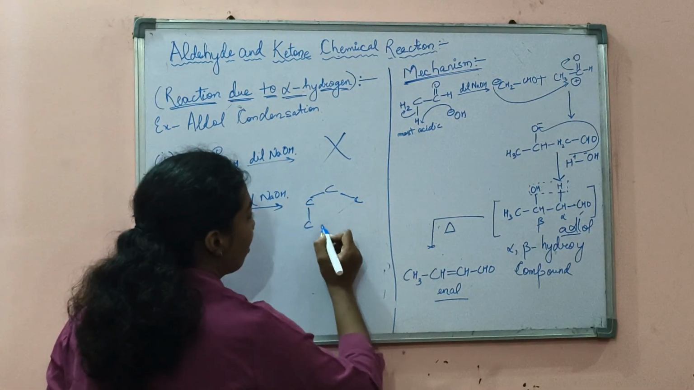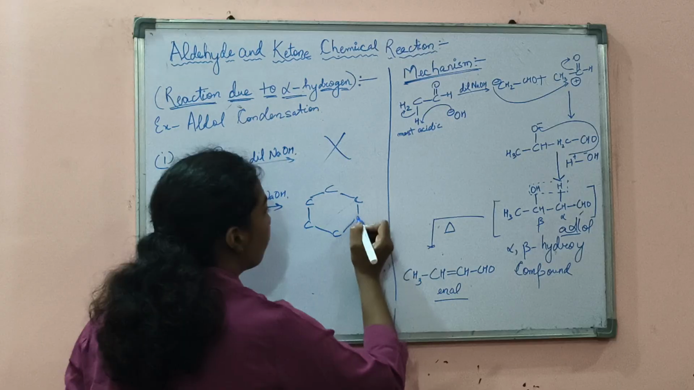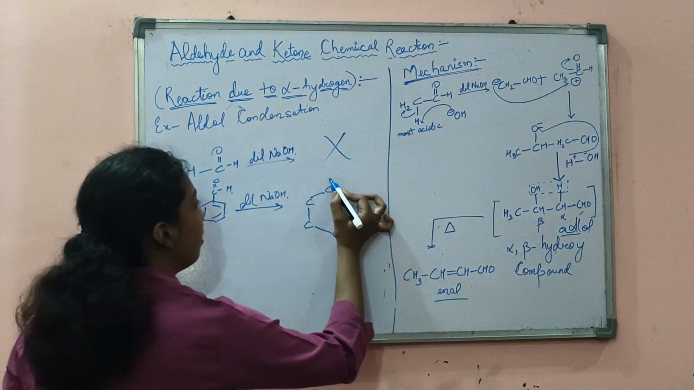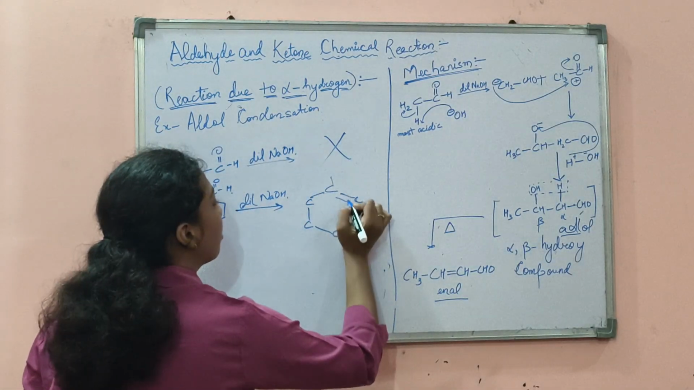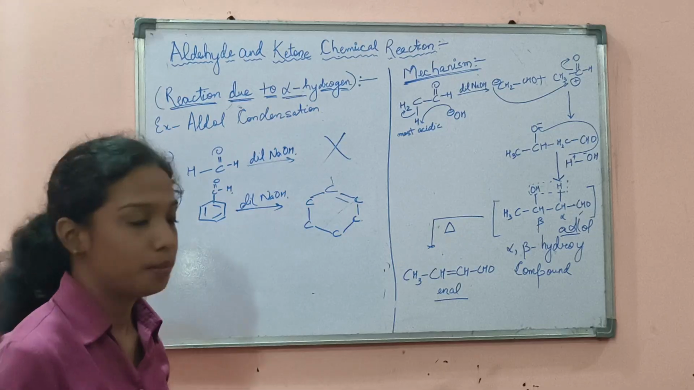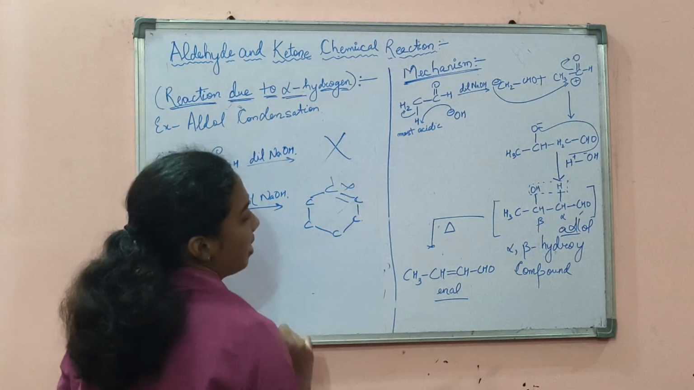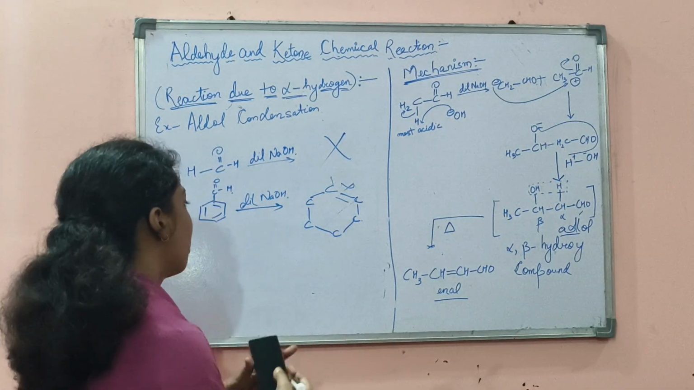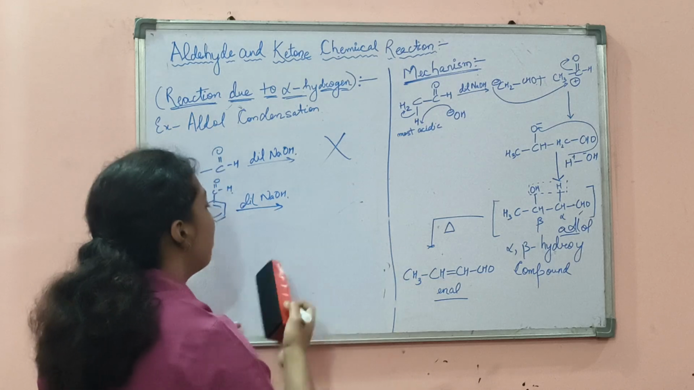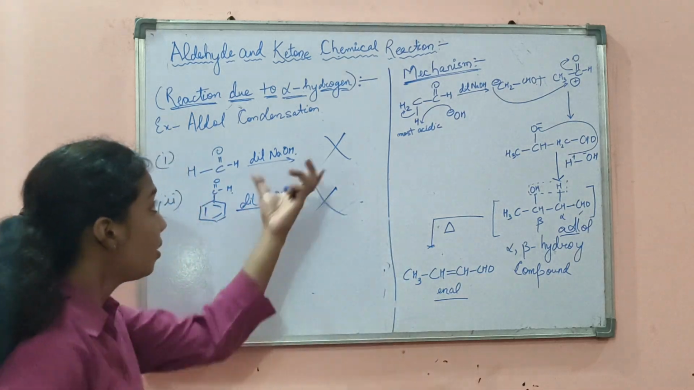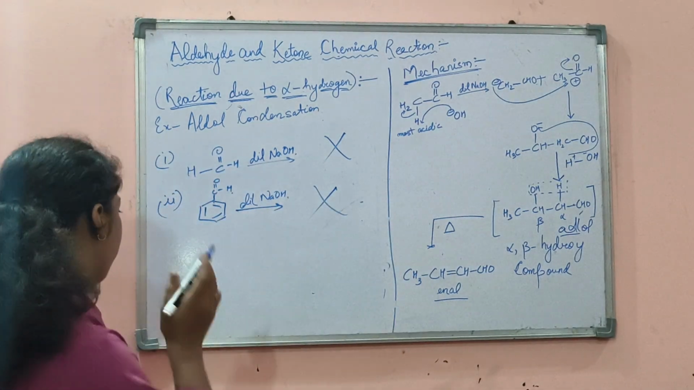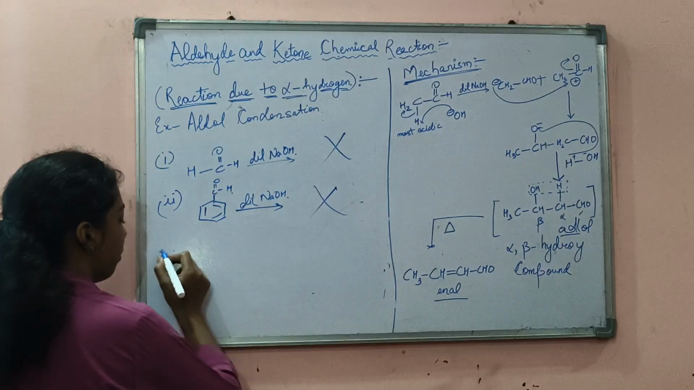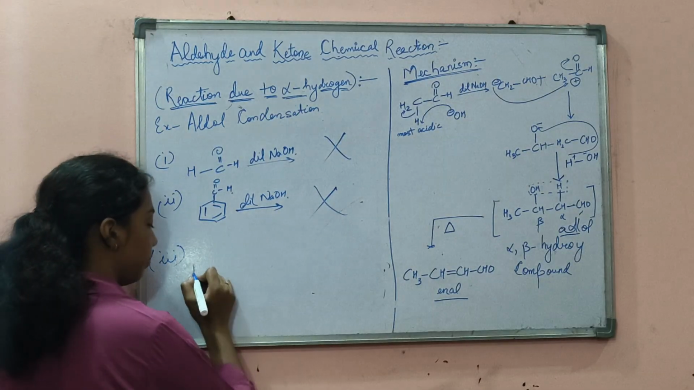Here we can see the benzene group. Here the carbon shows tetravalency, which is stable, but it does not contain any hydrogen. So this benzaldehyde doesn't show any reaction. After that, we will take another example, acetaldehyde.